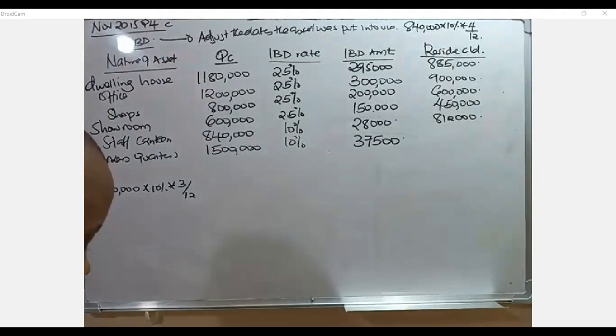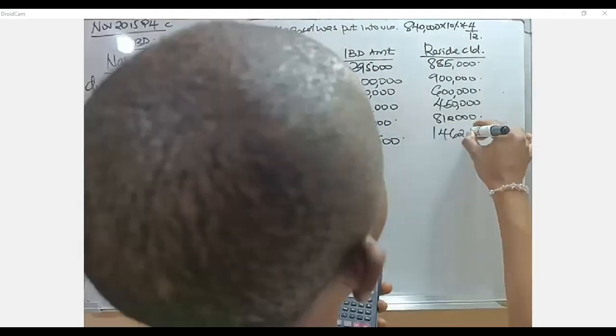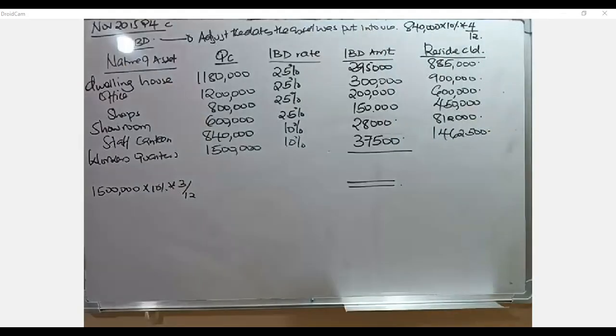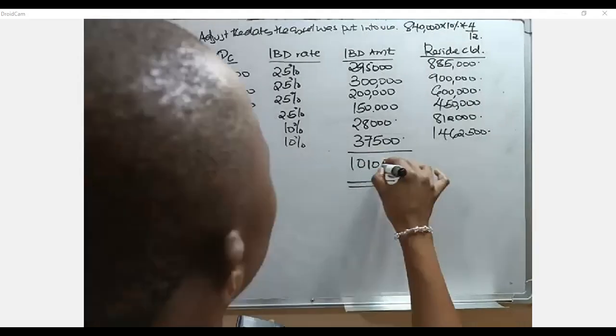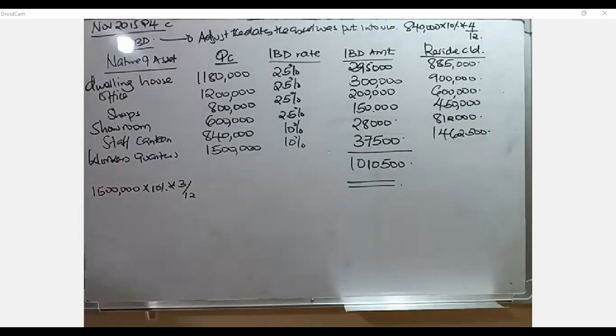What is the residue carried down? I take 1.5 million minus the answer. I'm getting 1,462,500. What is the IBD amount now? So I do the summation. In this case, I take 37,500 plus 28,000 plus 150,000, plus 500,000 plus 295. We are getting 500. That is how you do IBD.